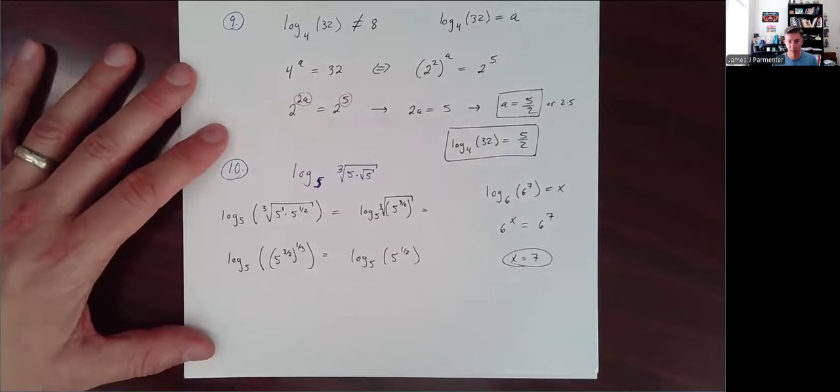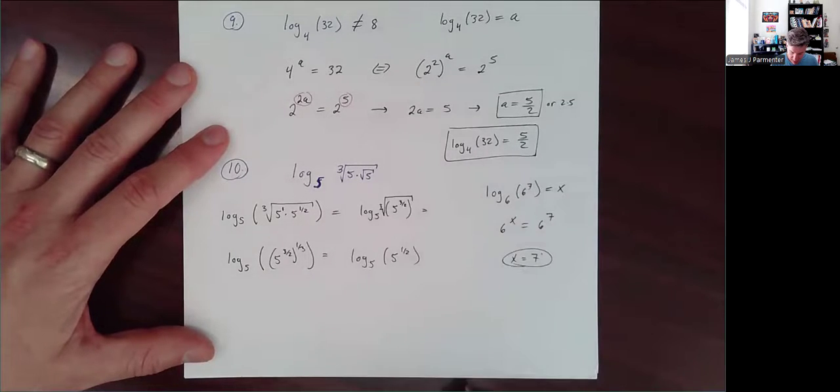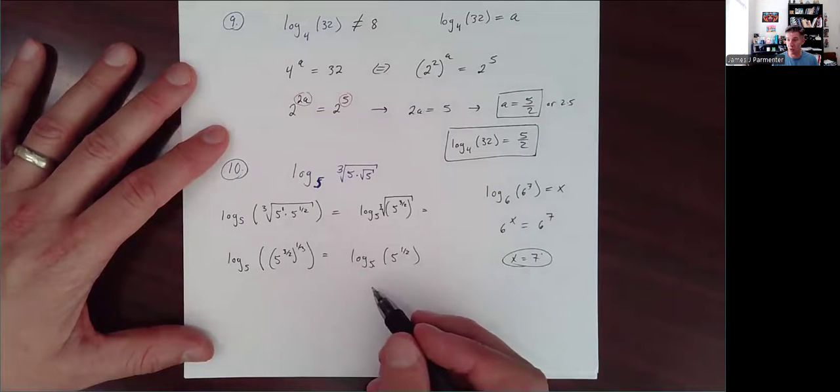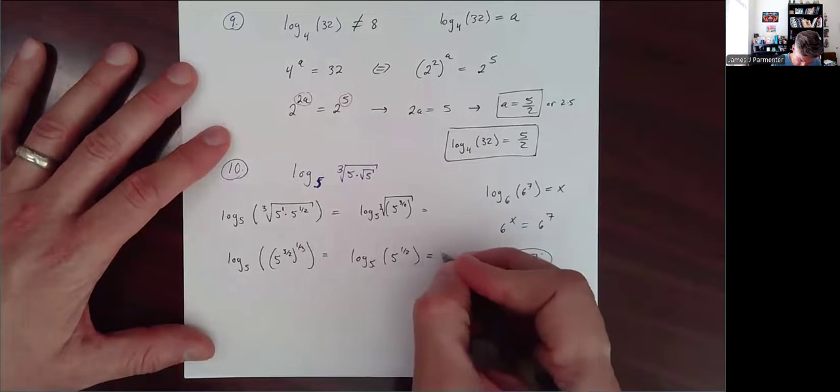And then you can say, well, just like log base 6 of 6 to the 7 had to be 7, log base 5 of 5 to the 1/2, you're asking, what power do you raise 5 to, so you end up getting 5 raised to the 1/2. Well, the seemingly obvious answer is 1/2.